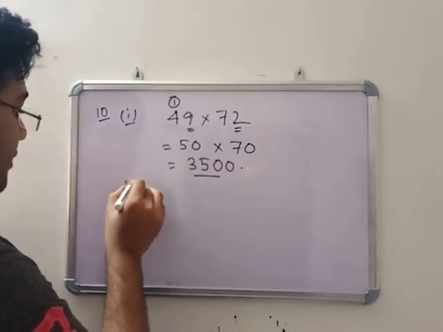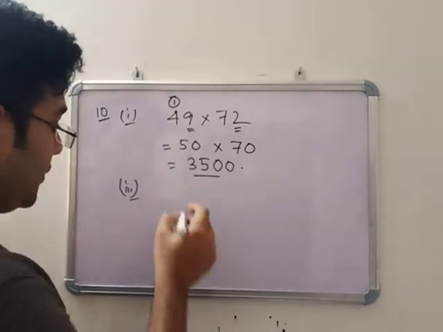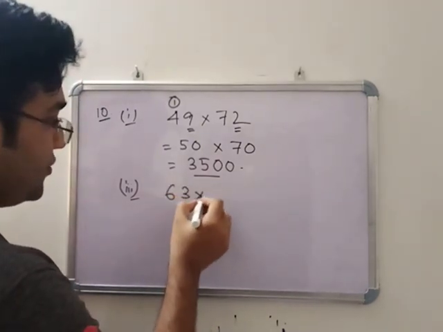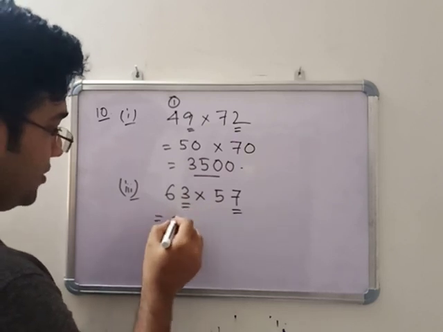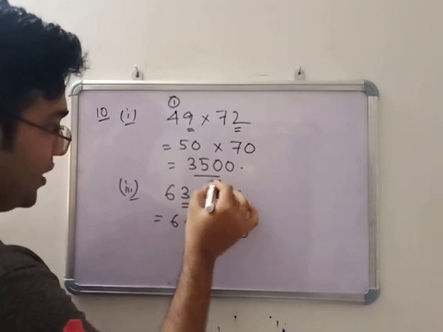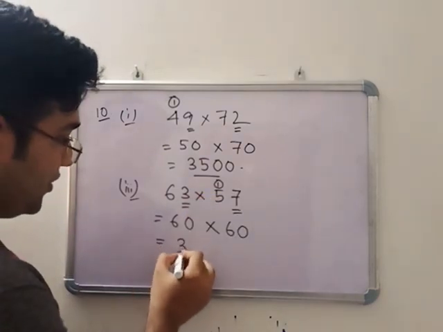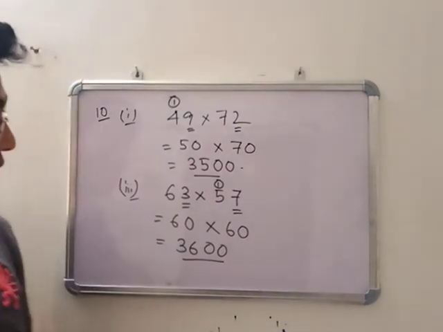Number 3. In number 3, see that the number given is 63 into 57. 63 into 57. So this is the last number. So this is 60 and this is 60 also. That means 1 added. So 3600. Okay. Note it down, all of you.